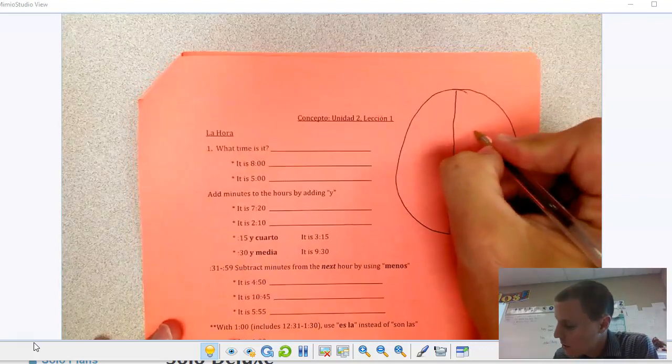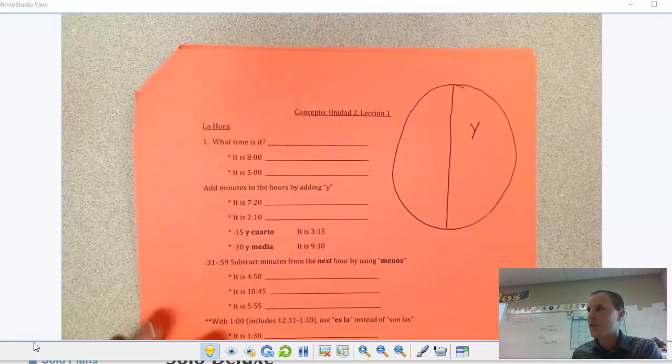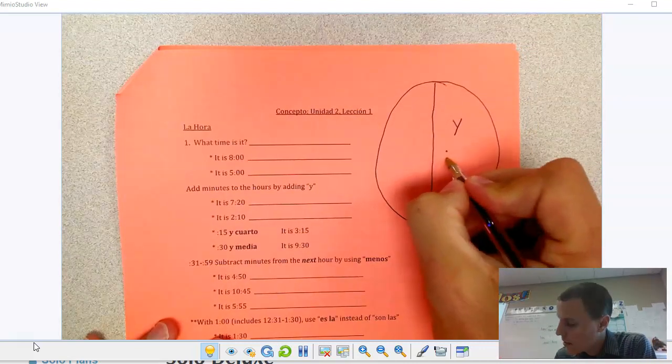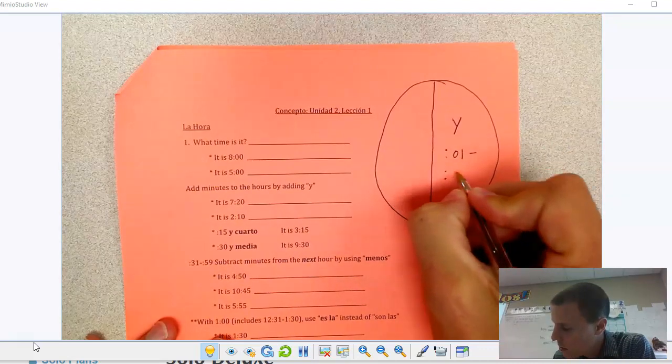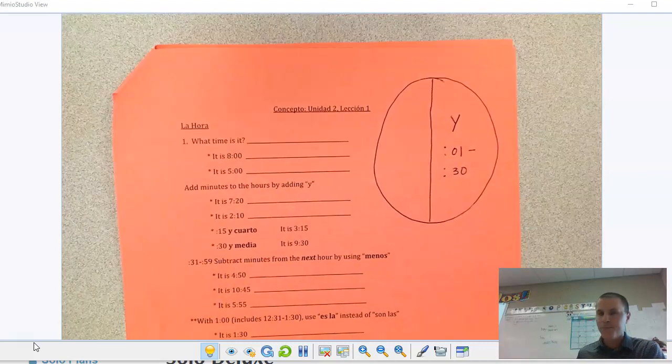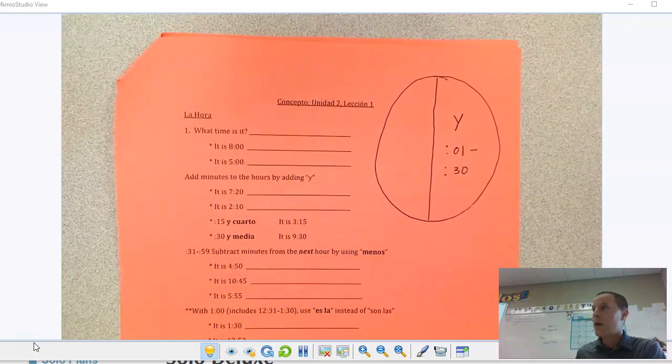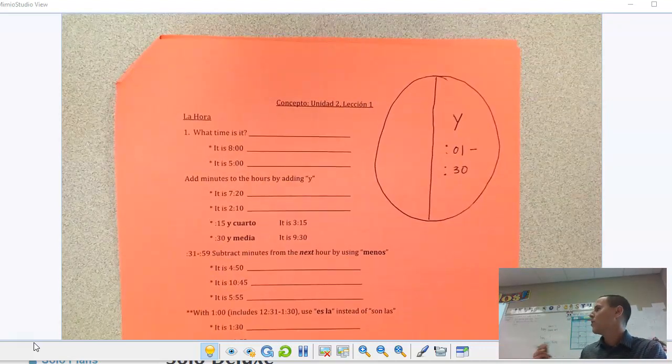So I'm going to write the word y, because, kind of like we do with our numbers, we're going to say "and this many minutes." So when we're talking about this side of the clock, we're talking about the minutes 1 through 30. So we're going to add 1 minute up to 30 minutes. So it might be 6 and 15, 6 and 20, etc.